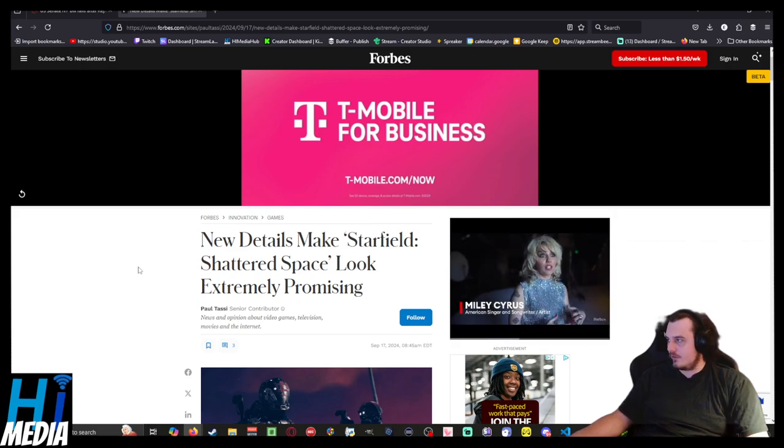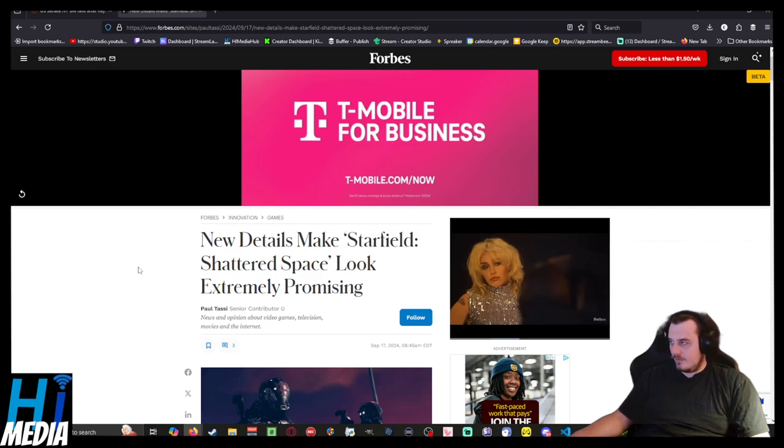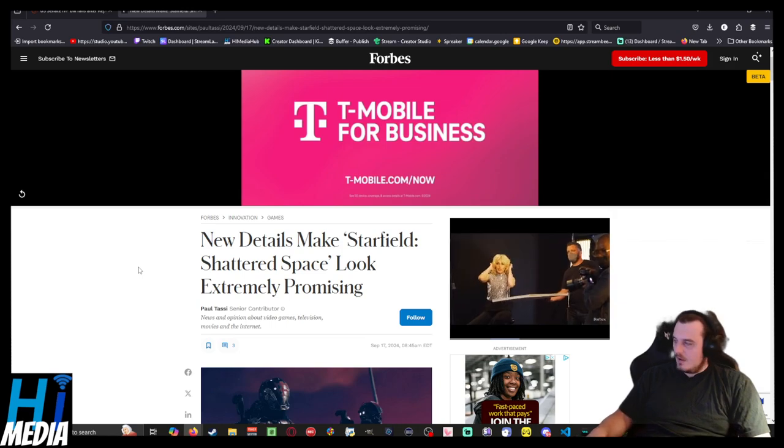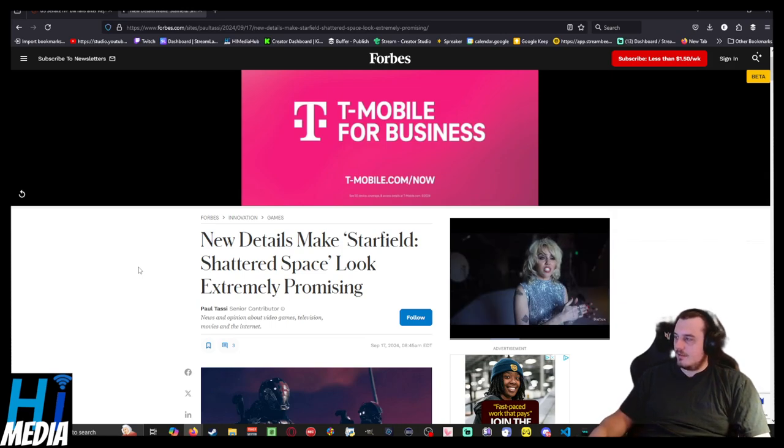I'm trying to get back into Starfield. I enjoy it conceptually. I enjoy the world conceptually, but the biggest gripe for me, more than anything, is the current fast travel system. It's cumbersome. It's a lot.